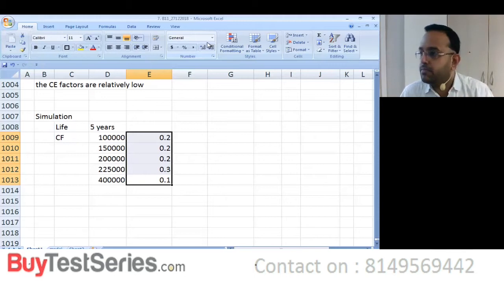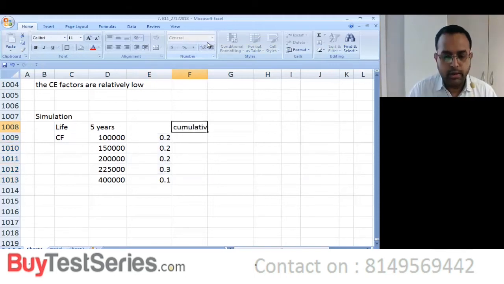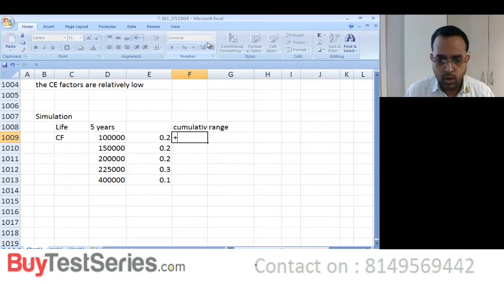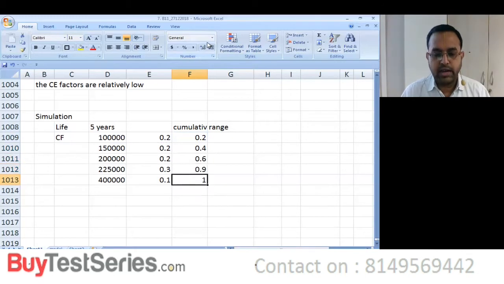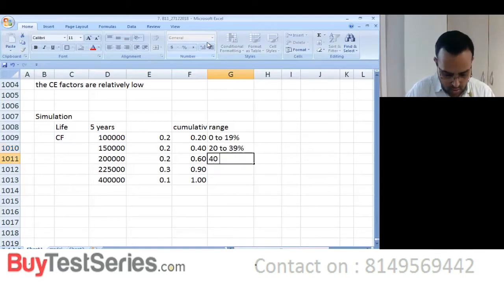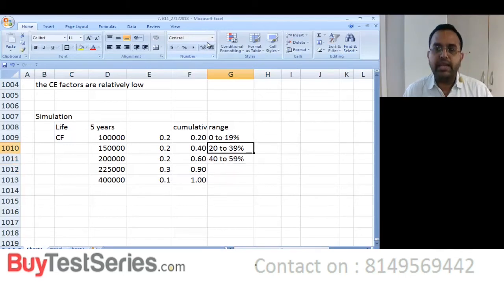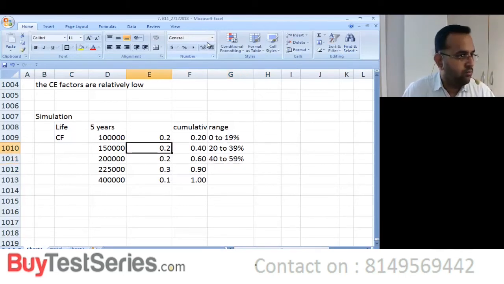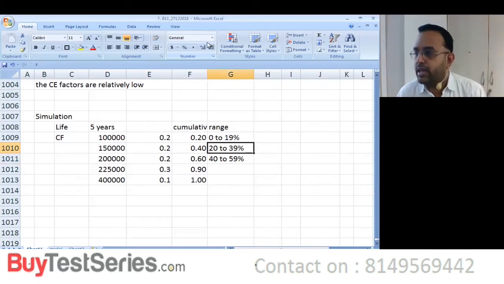When we have a probability in simulation, the next thing that we do is called a range. We calculate the cumulative probability and then we calculate the range. Cumulative probability could mean 20%, 40%, 60%, 90% and 100%. We find out the cumulative probability and then we assign a range. We say 0 to 19% and then 20 to 39% and then 40 to 59%. Again, we keep assigning the probabilities. So we have the probability, the cumulative probability and the range also.